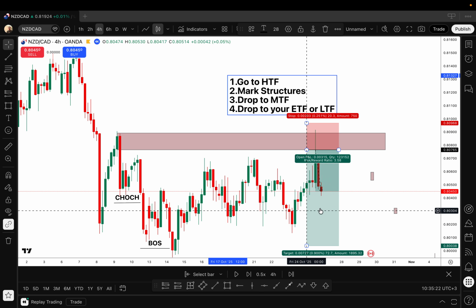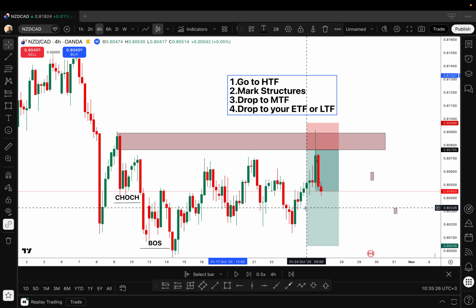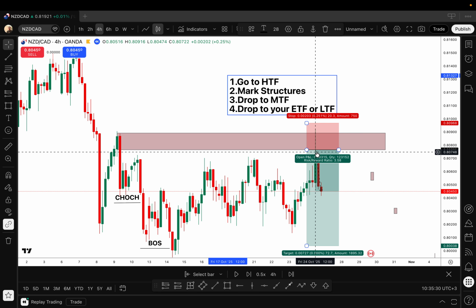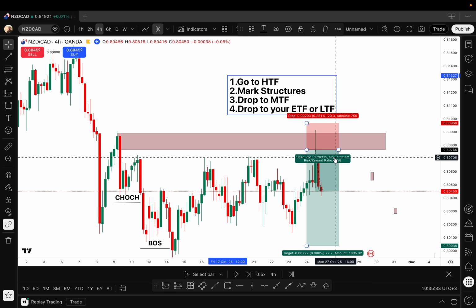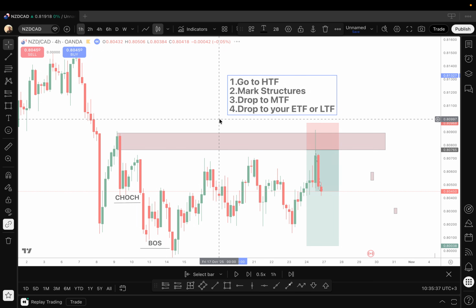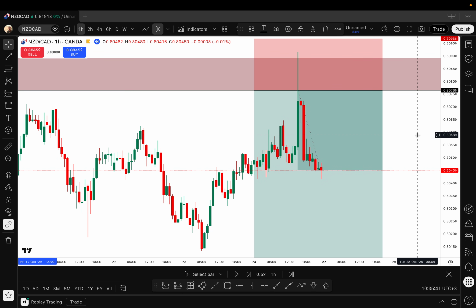Now, after getting confirmation, what are the confirmations? You have gotten the CHoCH, the break of structure, price has tapped into the zone. This is now when we drop down to the lower end, to the entry time frame. But me, I would enter from the 4-hour because the 4-hour is clear, the zone is clear, everything is there. So now let me just drop down to the 1-hour time frame for you guys.